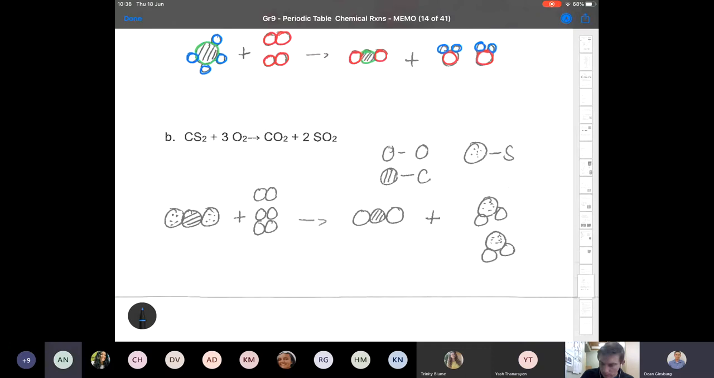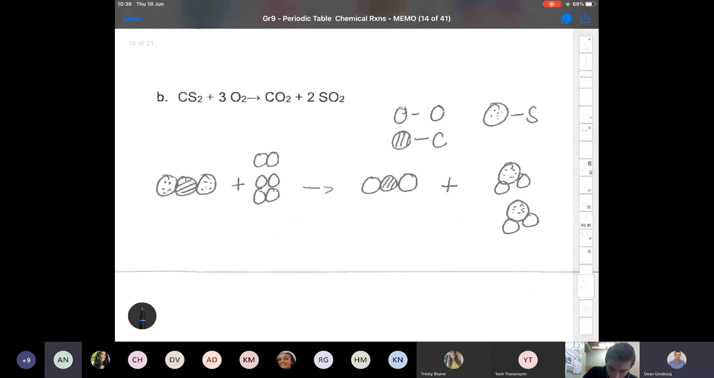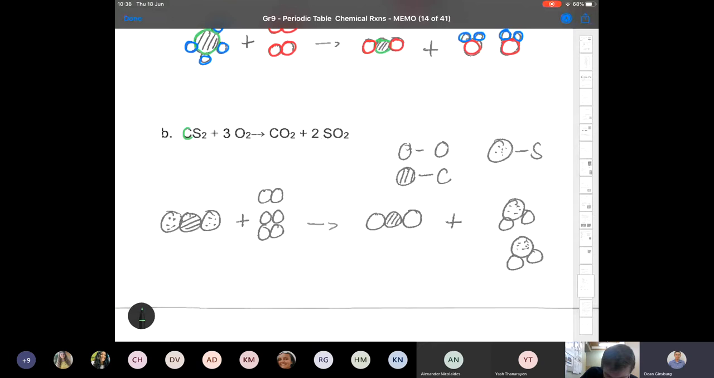Let's check. Let's do carbons. How many carbons are on the left? So there's one carbon on the left. Good. I did green for carbon, so I'll keep that same key. So there we go. The symbol for carbon is the diagonal line. So one carbon on the left and one carbon on the right. Okay, so carbon's balanced.